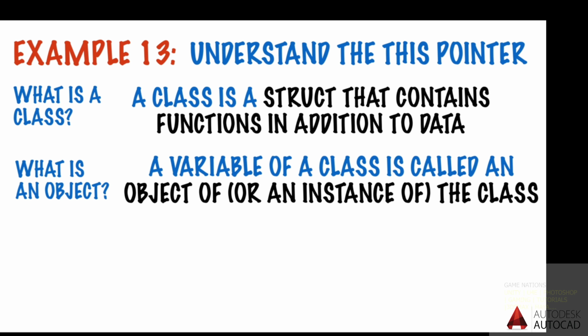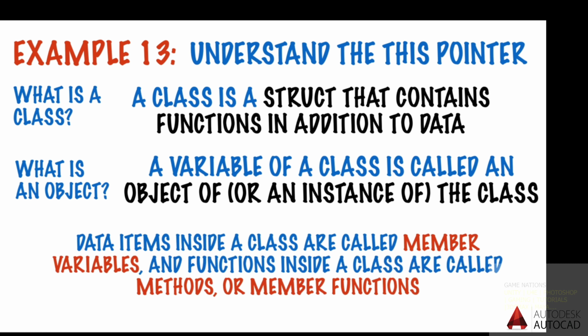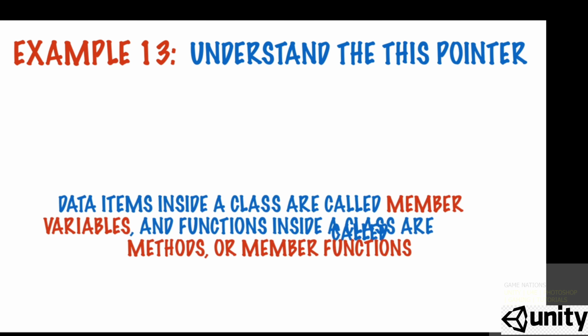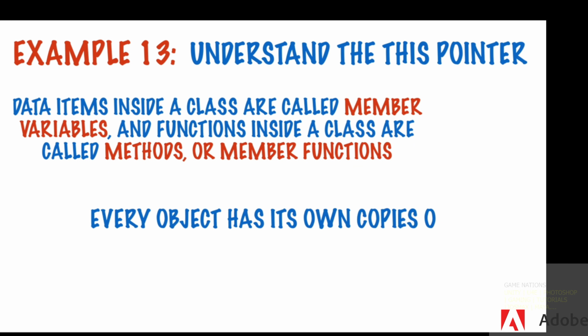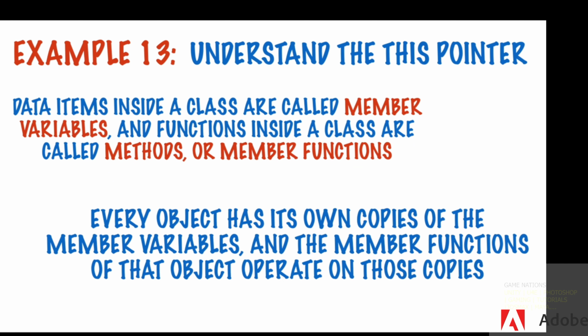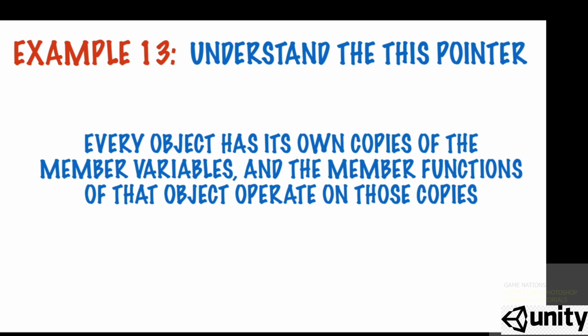We've also studied during the course of this particular class that the data items inside a class are called member variables because they are members of that class. The functions within a class are called methods or member functions. That's because, again, these functions are members of the class and typically operate on the member variables. Every object that you instantiate from a class has its own copy of the member variables, and the member functions operate on those copies.